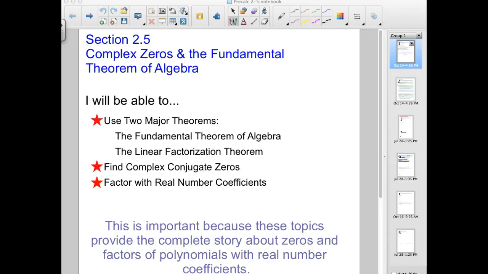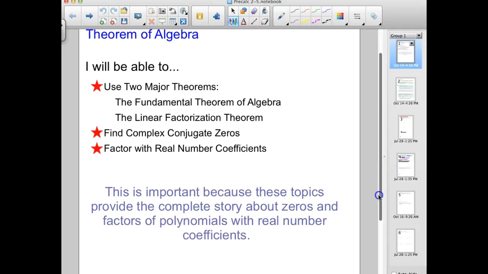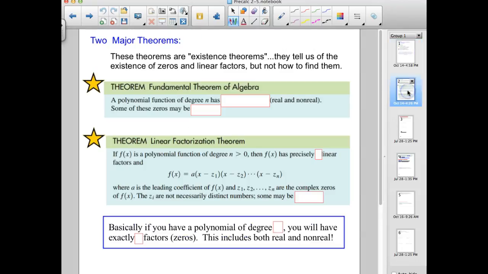For today, we'll just be focusing on our first objective here, using the fundamental theorem of algebra and the linear factorization theorem. Then we'll come back next day and do complex conjugate zeros, and then the third day factoring with real number coefficients. This section is important because the topics provide a complete story about zeros and factors of polynomials with real coefficients. So we're looking at all options here, both imaginary, rational, irrational, everything.